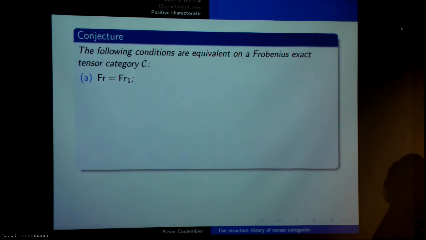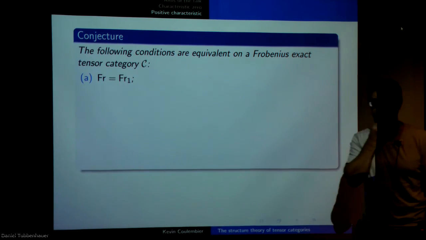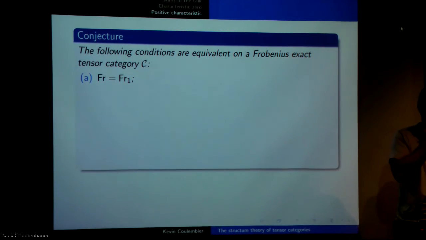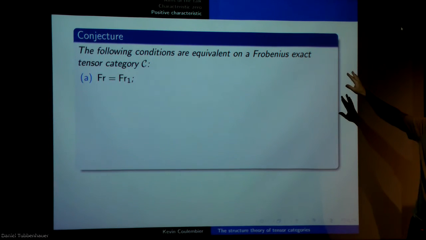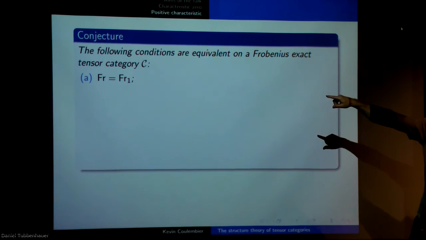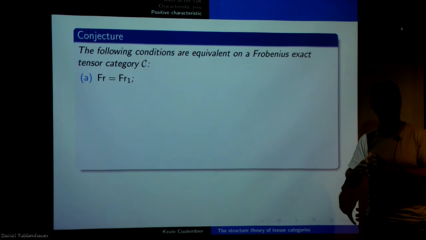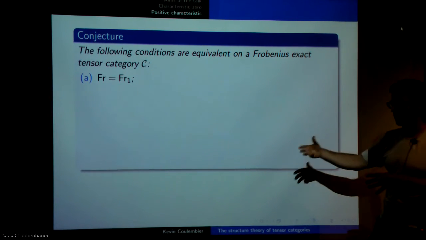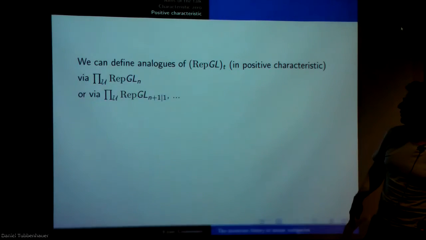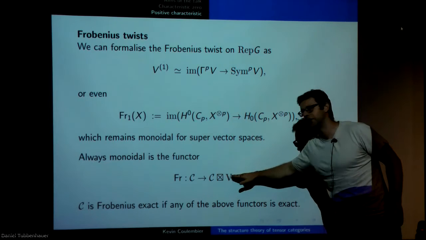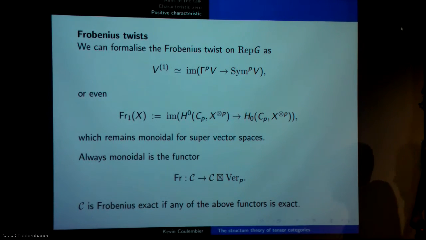So this will say something about one of Ben's questions. I call this a conjecture, you could also call it a question. The following might all be equivalent conditions on any Frobenius exact tensor category. You could ask that the full Frobenius twist is just FR1, by which I mean it's only this bit which is not 0. Every other component of this thing should be 0.